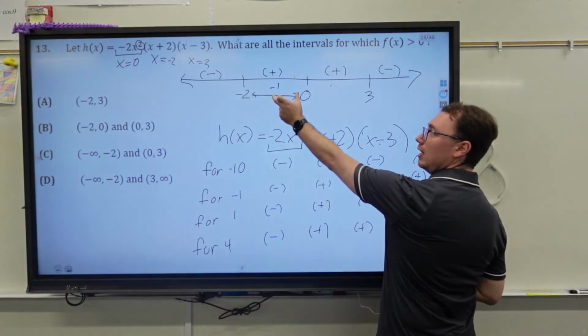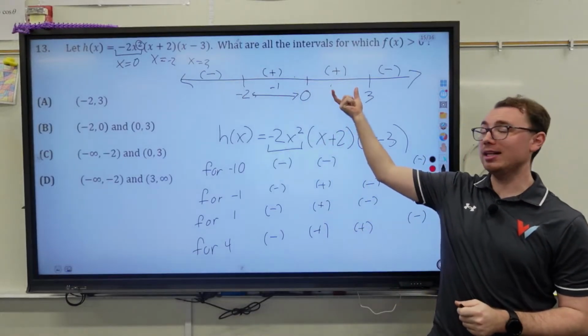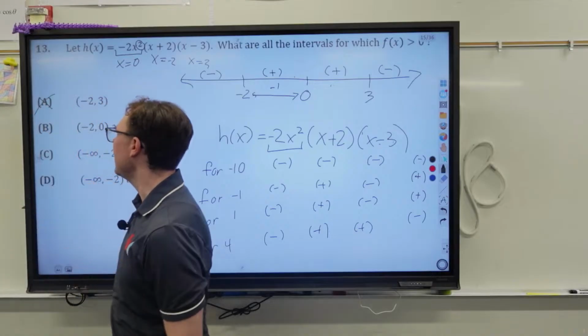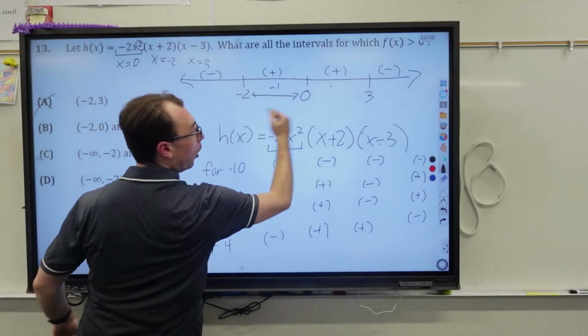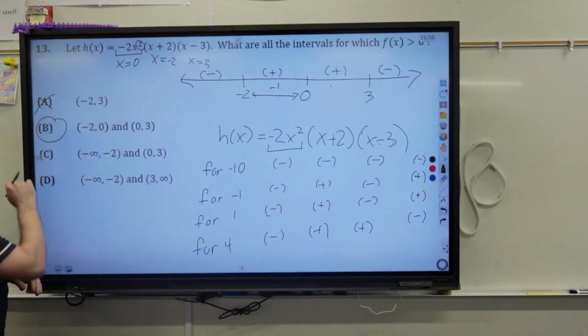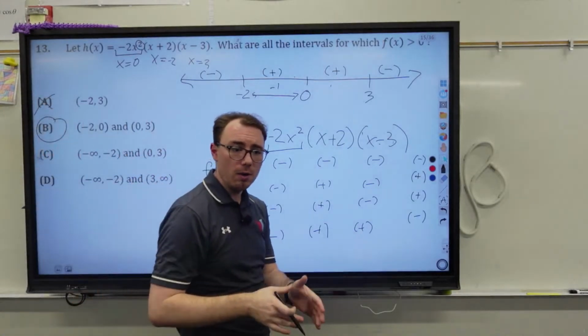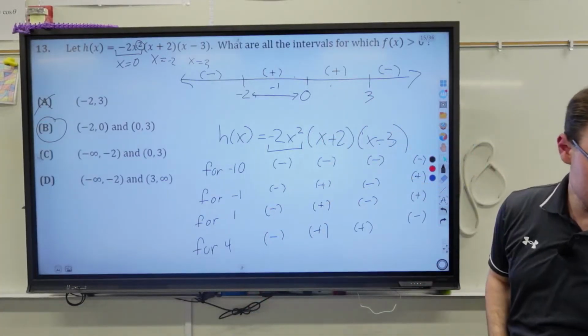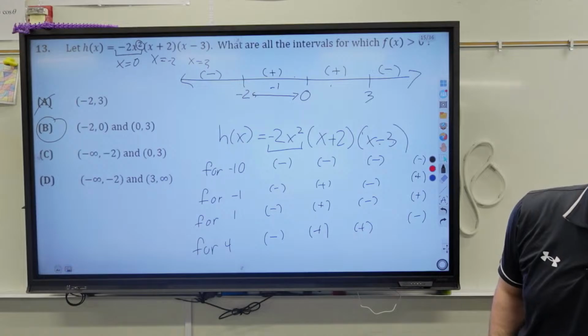So it's in between this interval and in between this interval, so we can get rid of this answer here, not -2 and 3, not between the whole interval itself, but we can keep this answer where it's going to be between -2 and 0, and then 0 to 3 here. B is going to be your answer for question 13. Absolutely.